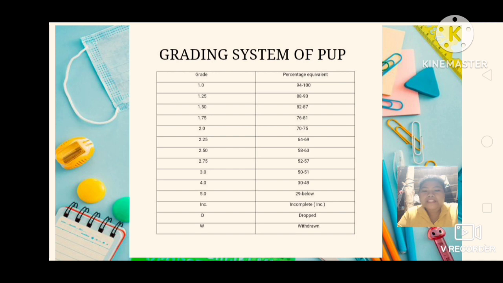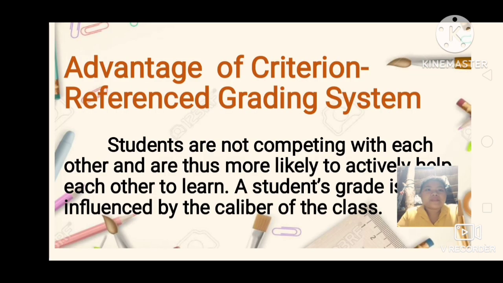Mostly in college or university level, teachers use a criterion reference grading system because they are based on a fixed criterion. So we have here an advantage of the criterion reference grading system.